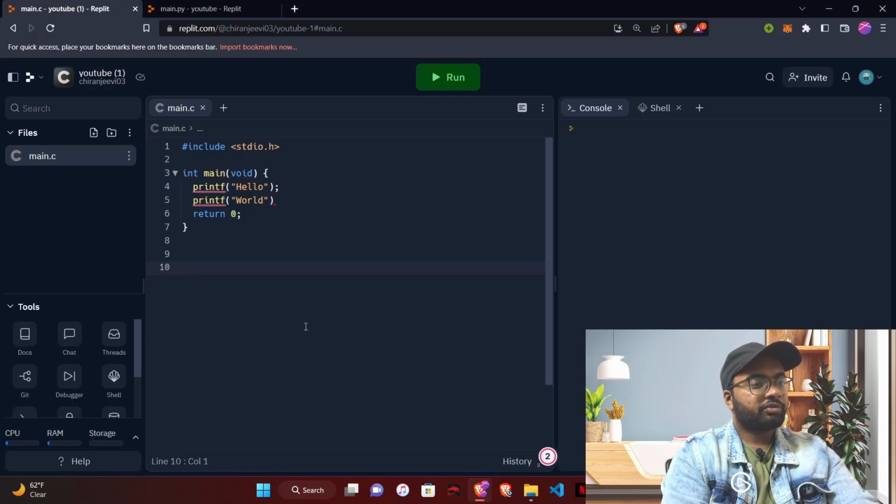Let's see an example for what we have discussed before. So this is a C code. Ignore these lines and these lines.